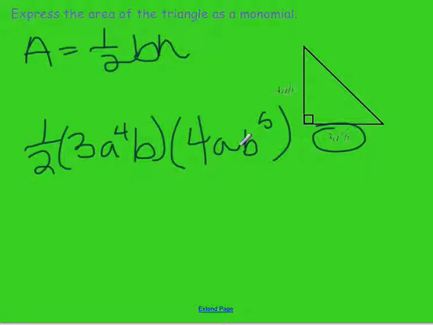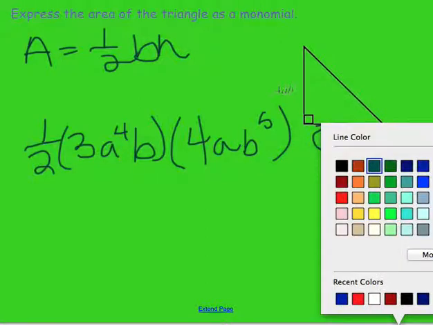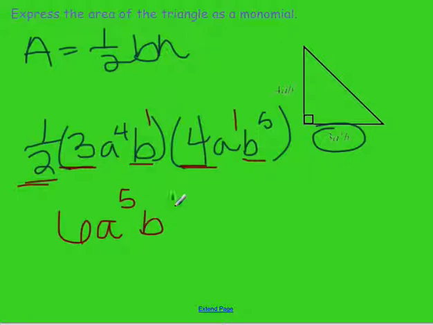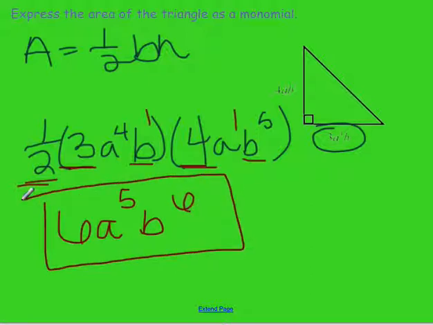So now we need to multiply our coefficients. 1/2 is kind of like having a coefficient, and you can also look at 1/2 as dividing by 2. So I have 1/2 times 3 times 4. Well, 3 times 4 is 12, divided by 2 is going to give you 6. A to the 4th times a to the 1st is going to give us a to the 5th. Then b to the 4th times b to the 5th, add those exponents, and that's going to give you b to the 9th. So this would be the area of that triangle written out as a monomial.